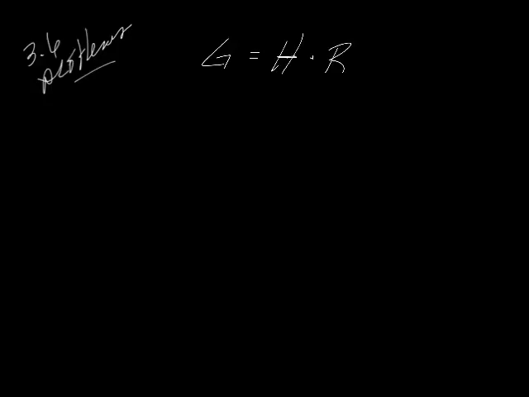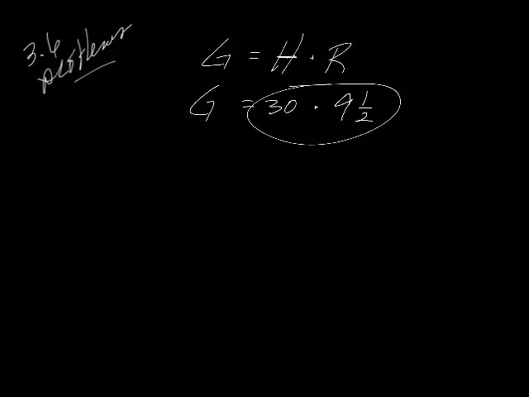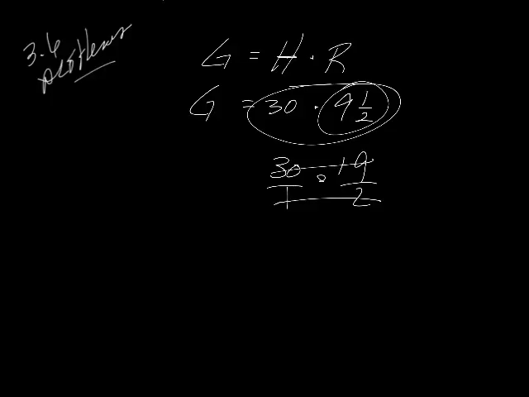So if you look at number 7, it says we're going to put 30 in for H, and we're going to put 9 1/2 in for R, and we're going to find G. So we're just multiplying those two together, and you already know how to multiply those two. Change this to an improper fraction of 19 over 2, and multiply that by 30, and we'll put that over 1. You multiply these two, multiply those two, and divide, and you get your G.